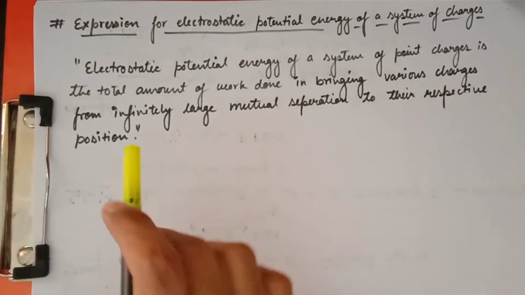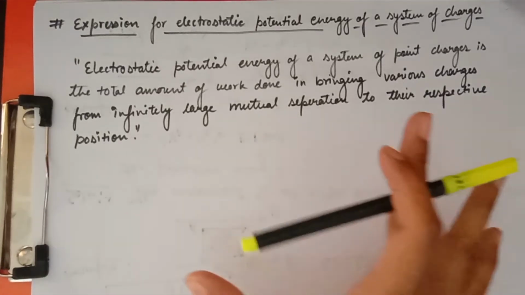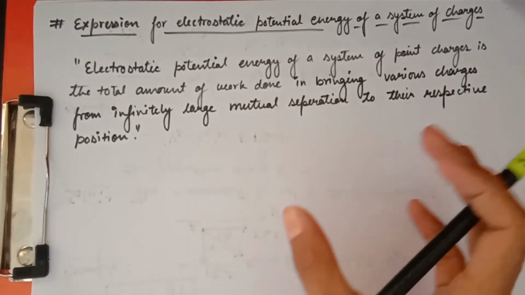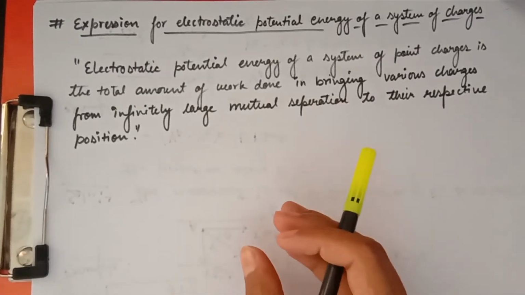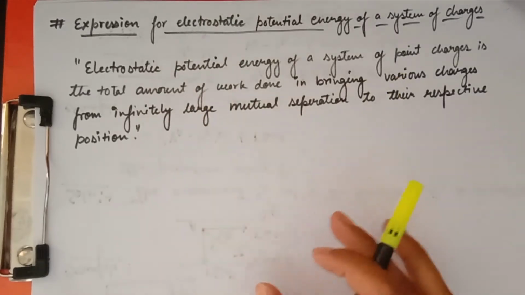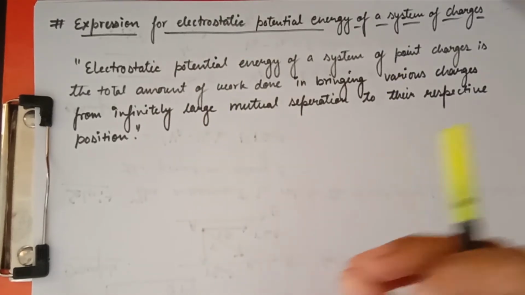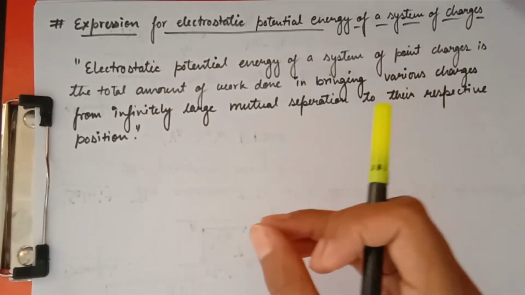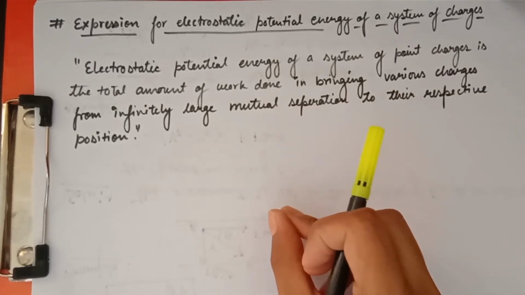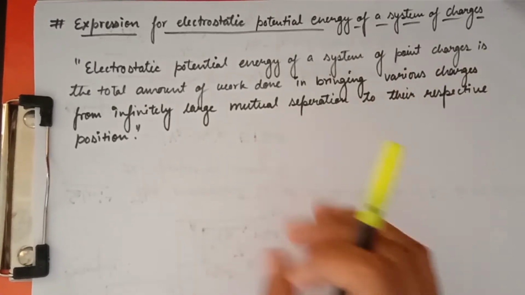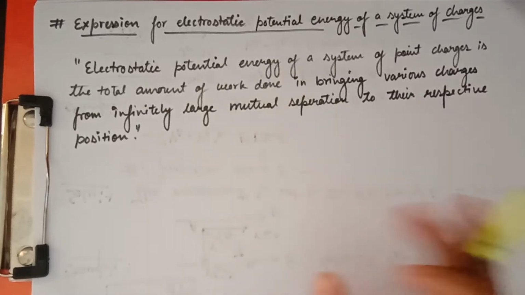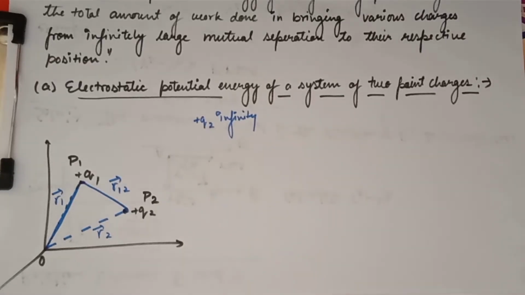Means some charges are at infinite distances, and I want a system of charges of different separation. So when I am taking the charge from infinite separation to the current respective position, the total amount of work done in collecting all the charges will be the electrostatic potential energy of the system. First we will calculate the electrostatic potential energy of a system of 2 point charges.